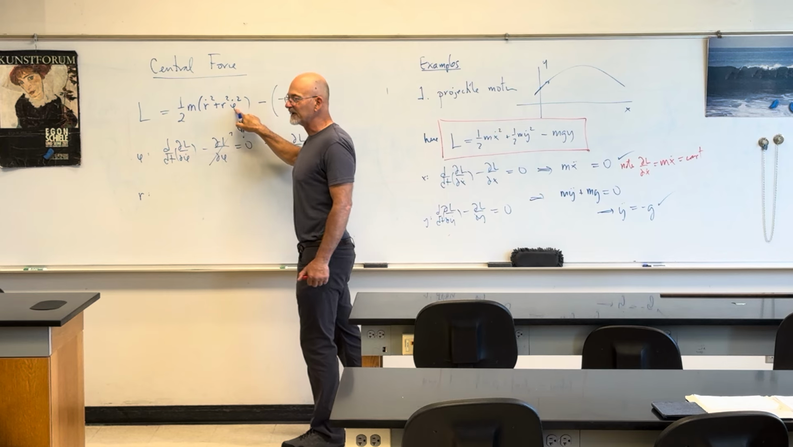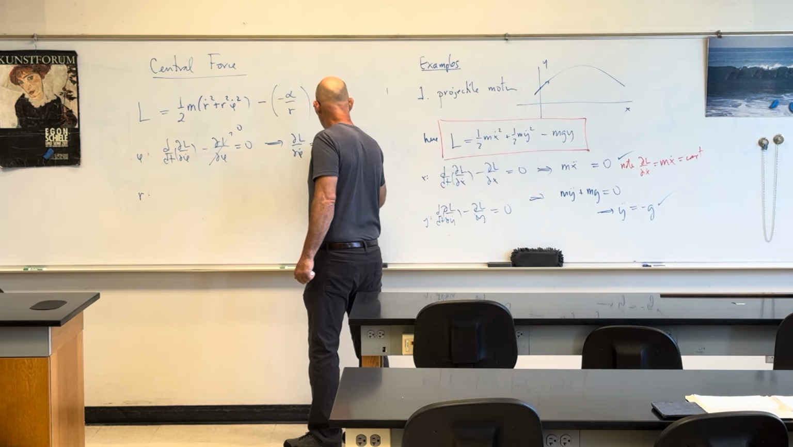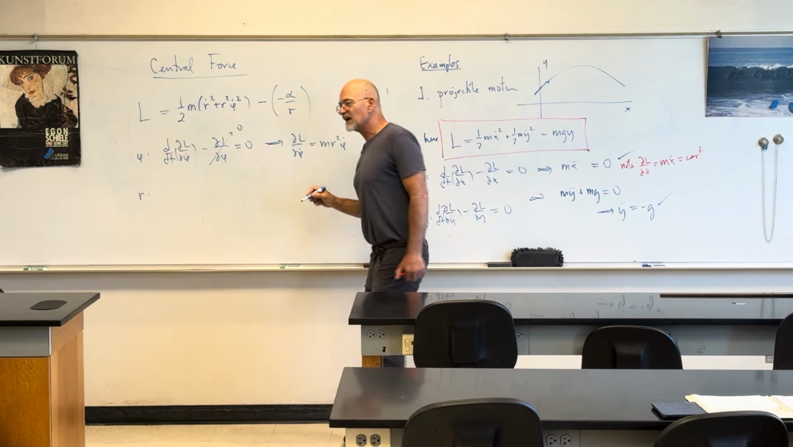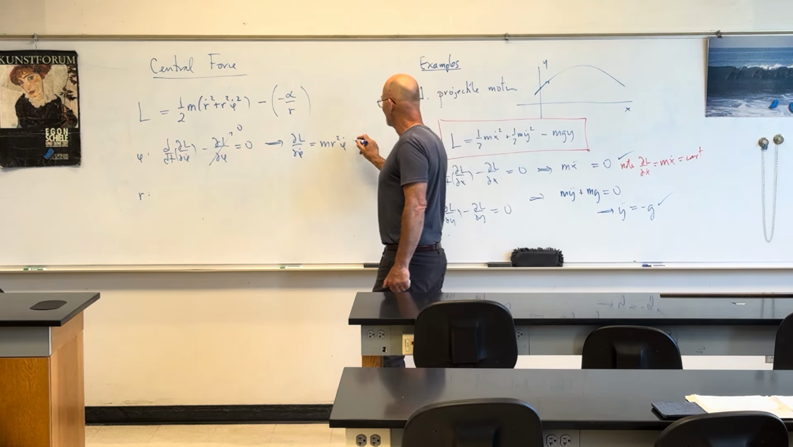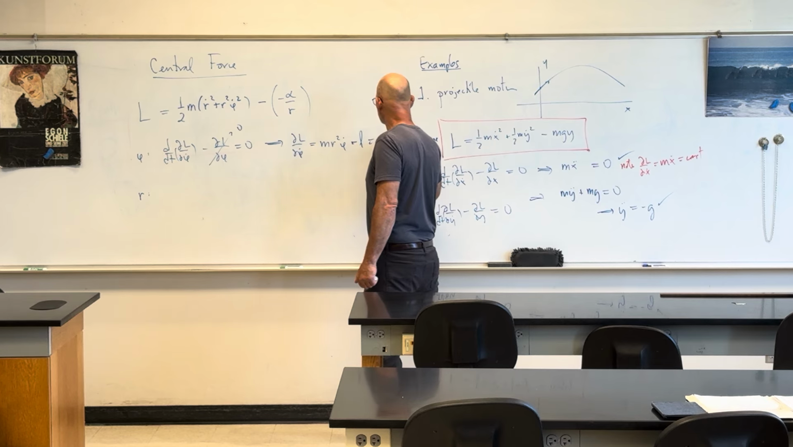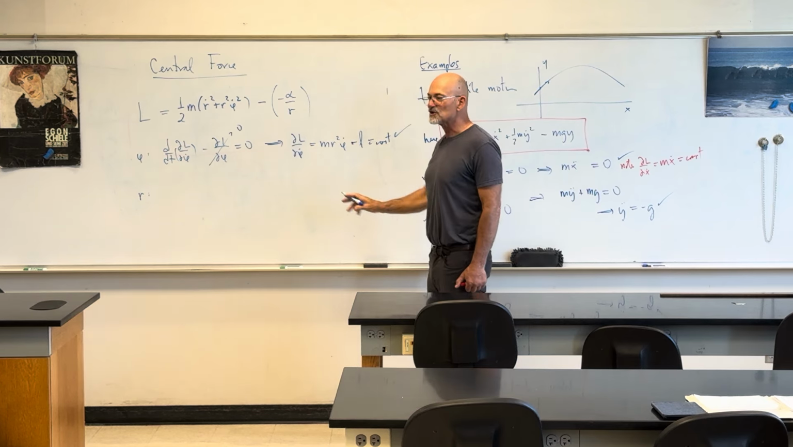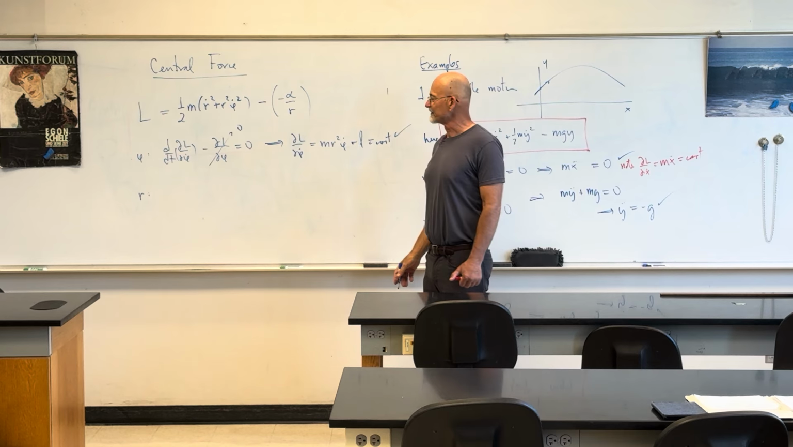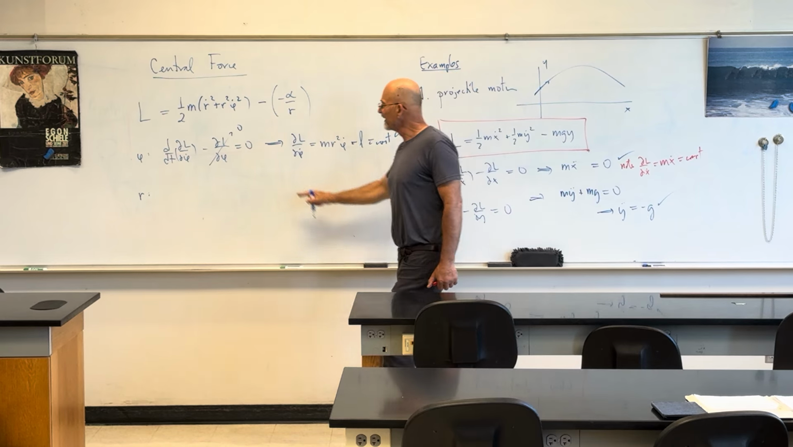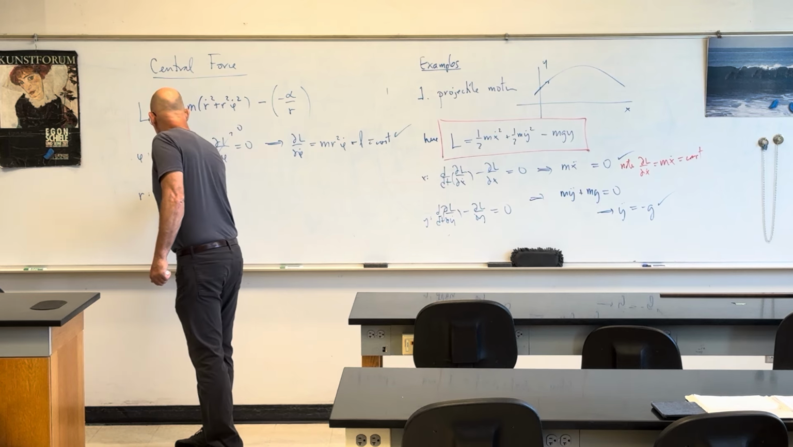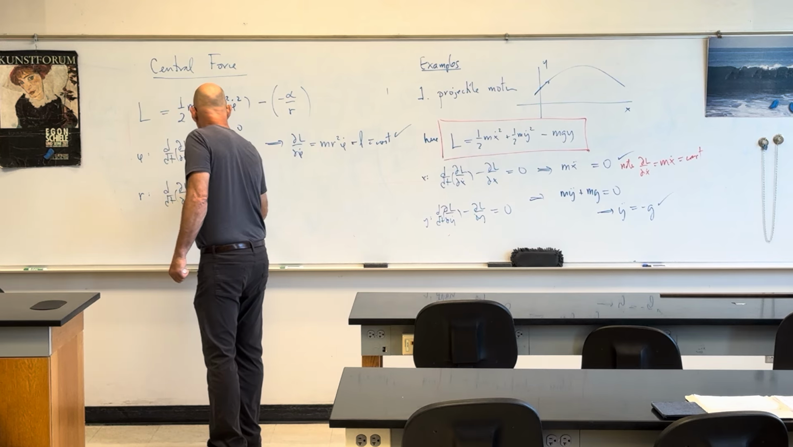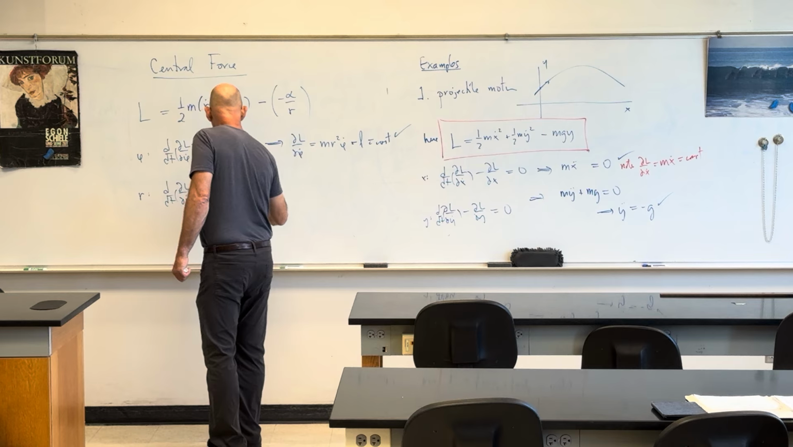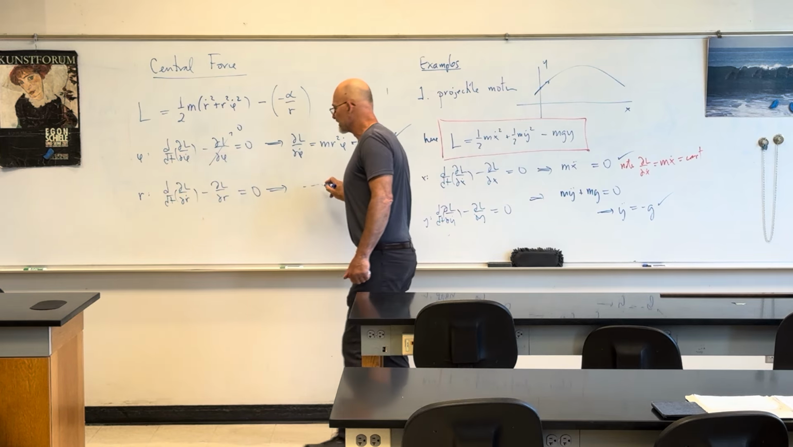m r squared phi dot. Okay, it's been a long summer. Anybody recognize this? Angular momentum. L equals constant. So the angular momentum conservation just falls right in your lap. Built in. And then this one, we would do d over dt partial L over partial r dot minus partial L over partial r equals 0. And then something will come out as well.